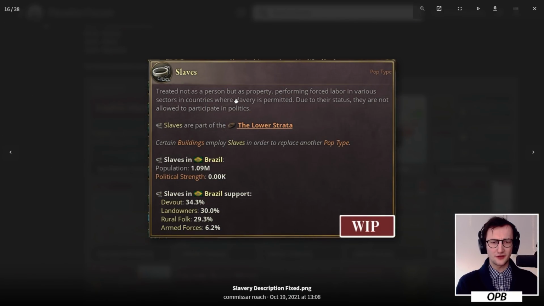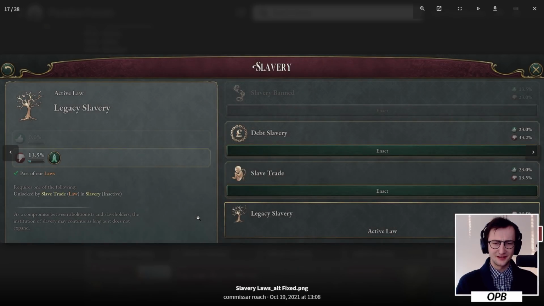Slaves right here, treated not as a person but as property, performing forced labor in various sectors. In countries where slavery is permitted due to their status, they are not allowed to participate in politics. Slaves are part of the lower strata. Certain buildings employ slaves in order to replace another pop type. Nothing too surprising here. We have 1.09 million slaves in Brazil, and if they were politically active, currently they have political strength 0, they would support the devout, landowners, rural folk, and the armed forces. Landowners... Now that's irony.